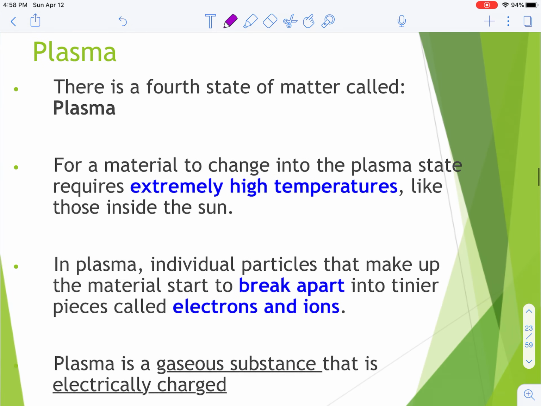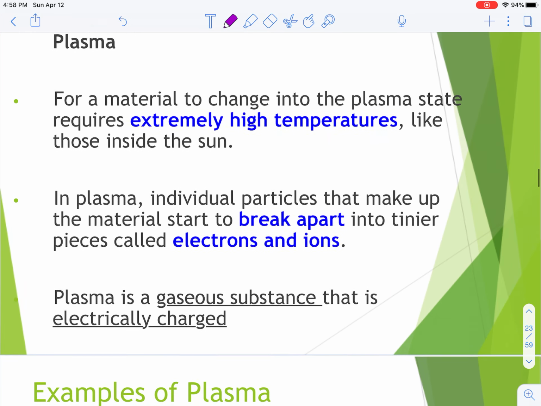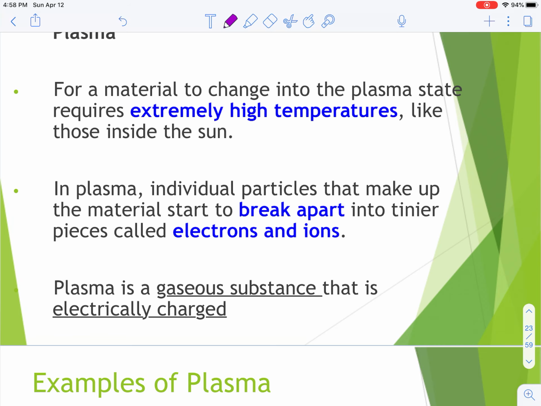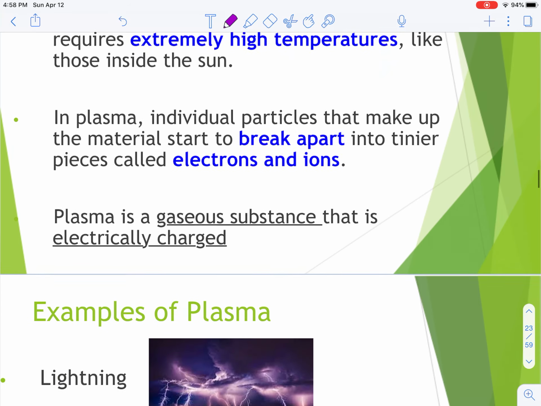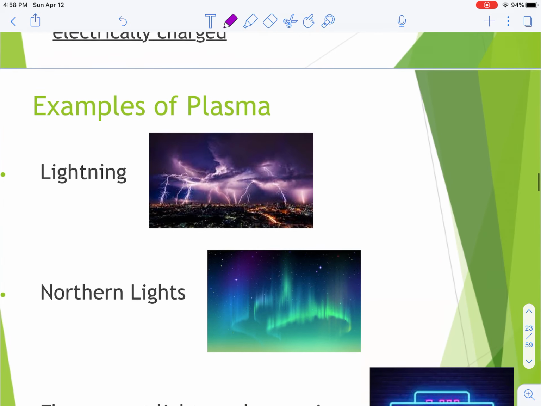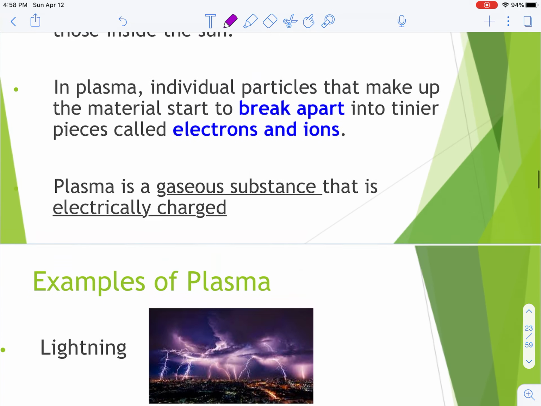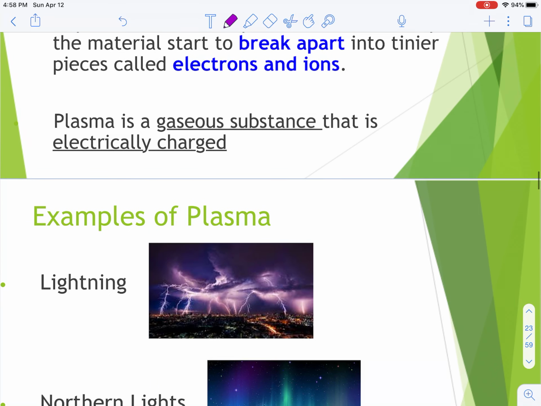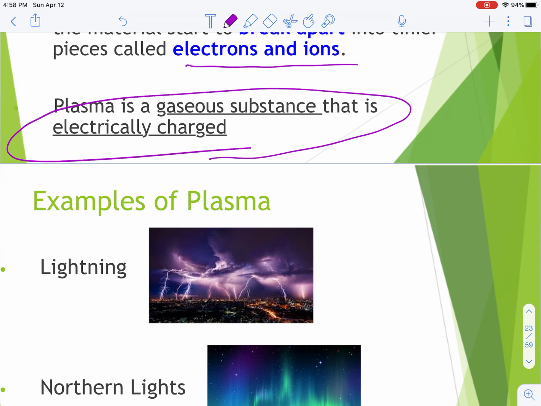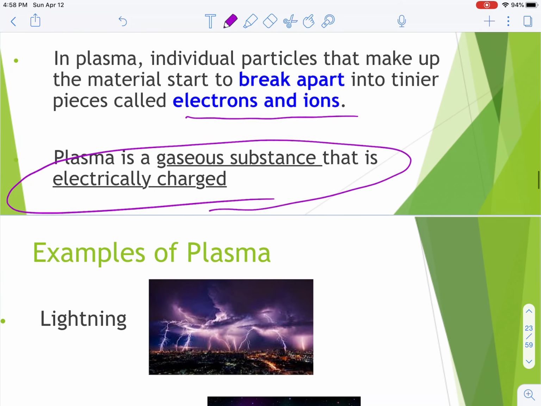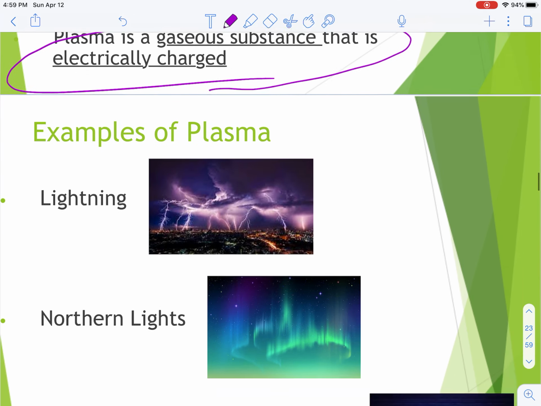Our last state of matter, plasma, is something that occurs or is found in really, really high temperatures, like the sun, or like in lightning, or northern lights, or neon signs. And we've got particles that break up into electrons and ions, and basically plasma is this electrically charged gas.